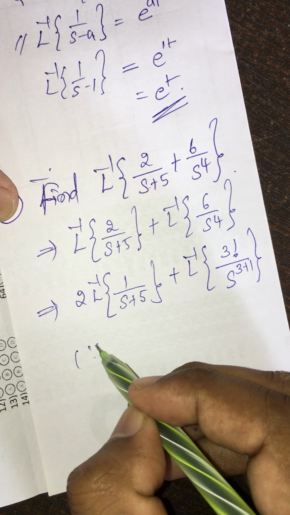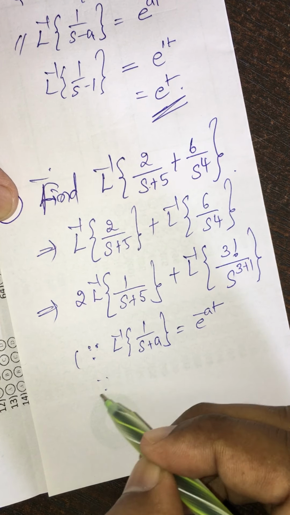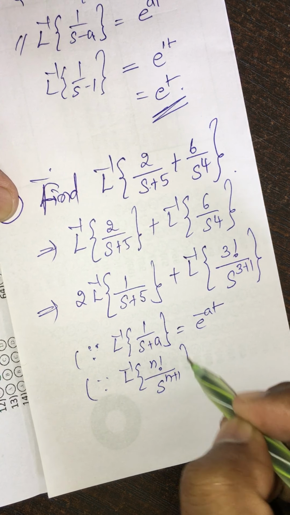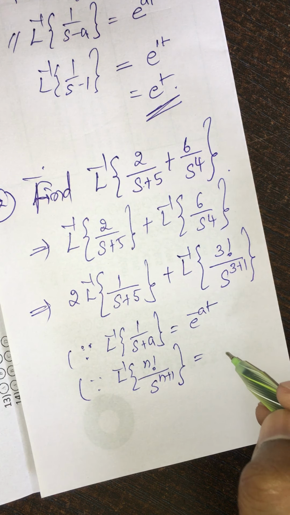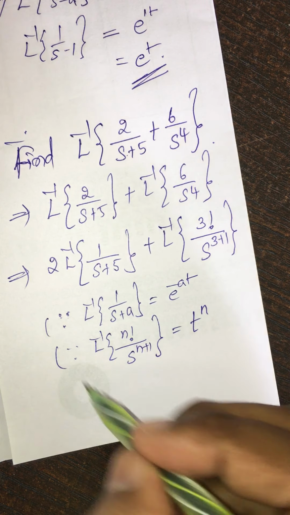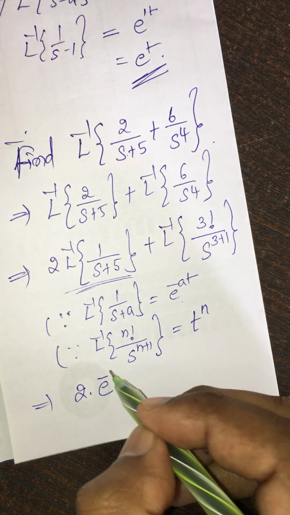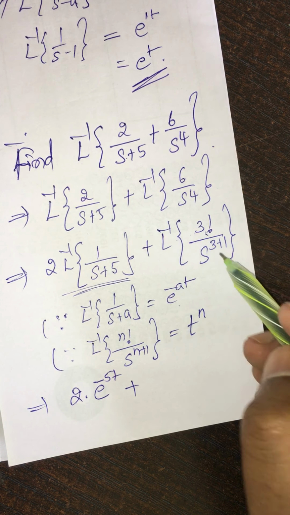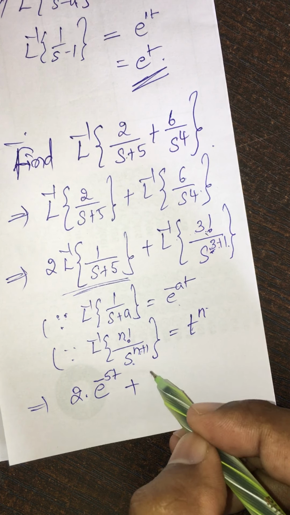The two formulas are: one, the inverse Laplace transform of 1 by s plus a is equal to e to the power of minus at. Another one is L inverse of n factorial by s to the power of n plus 1, which is t to the power of n. So according to that, this is equal to 2 into e to the power of minus 5t, plus, since we need 6, we can write 3 factorial as 6, that is 3 into 2 into 1, which is 6. And 4 can be written as 3 plus 1. See, it looks the same, so n is 3 here, that is plus t to the power of 3.